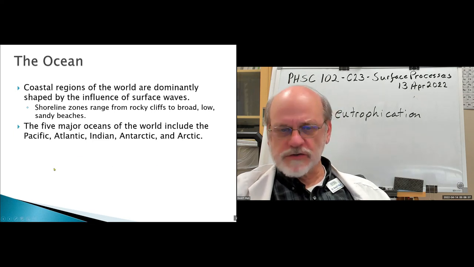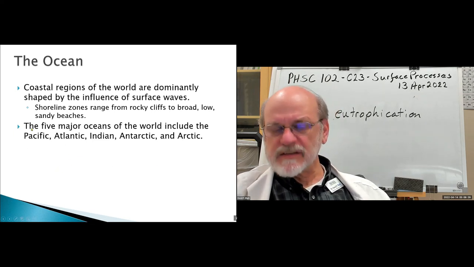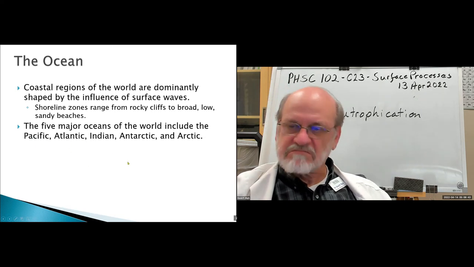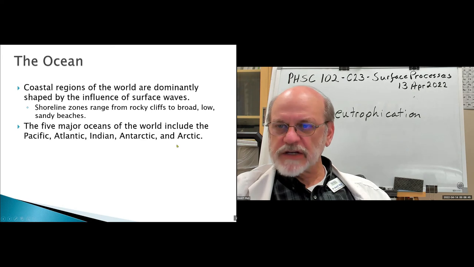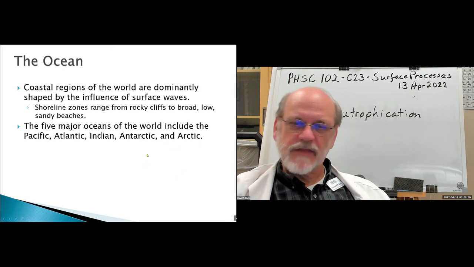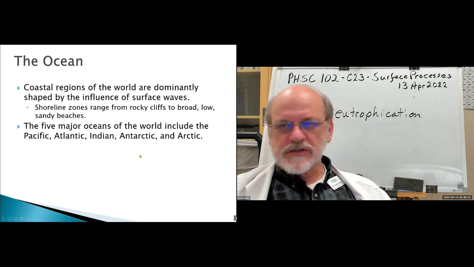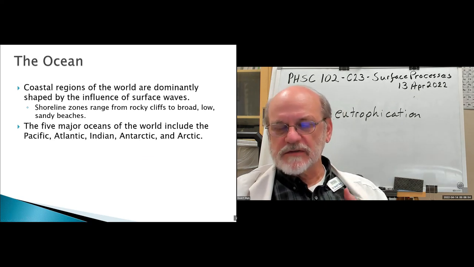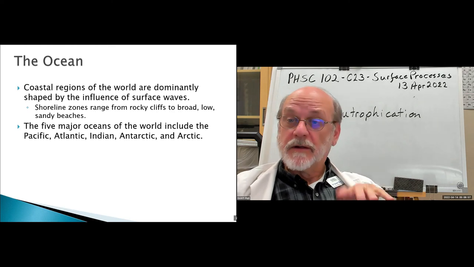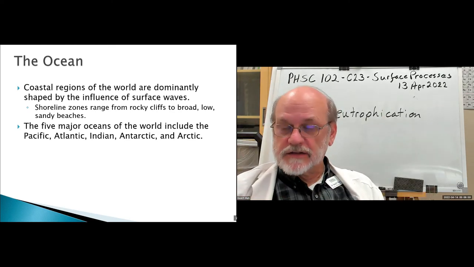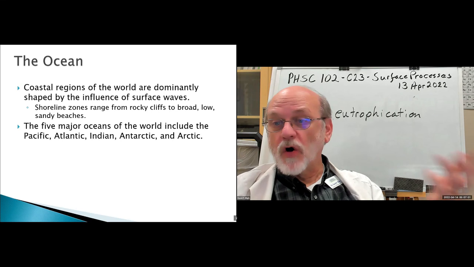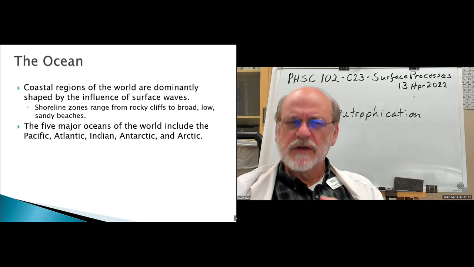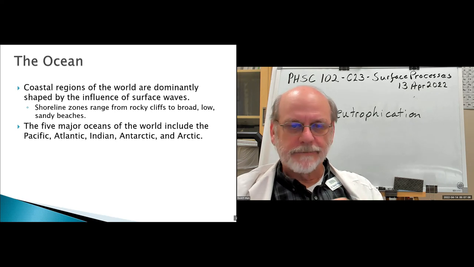These are the five major oceans of the world. Pacific is the biggest, and the Atlantic is pretty good size. Indian Ocean is reasonably large. Arctic, largely covered in ice. And then the Antarctic Ocean, which is a little more tenuous in its boundaries because it surrounds a continent and it intersects all the other, well, not all the other oceans. It intersects the Pacific, the Atlantic, the Indian Ocean, not the Arctic.